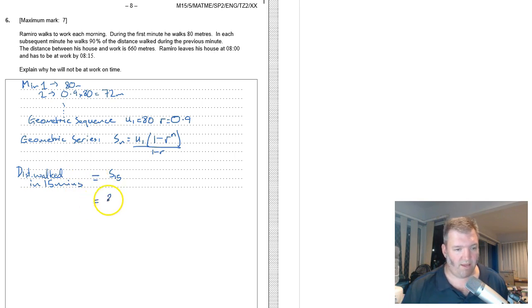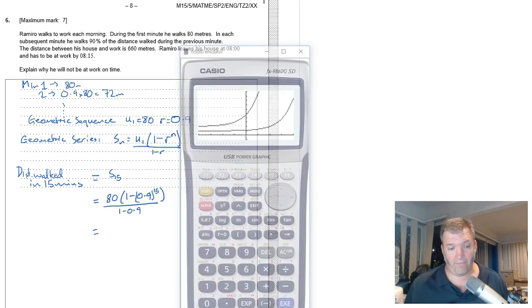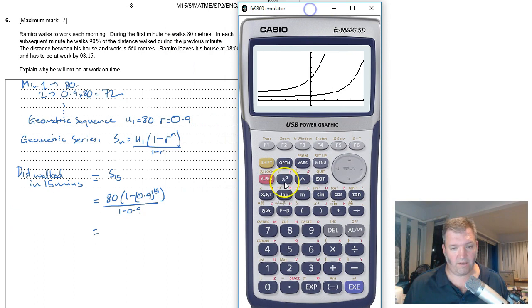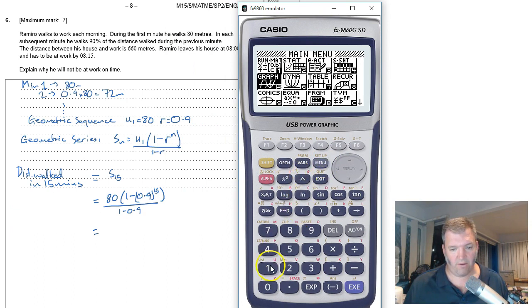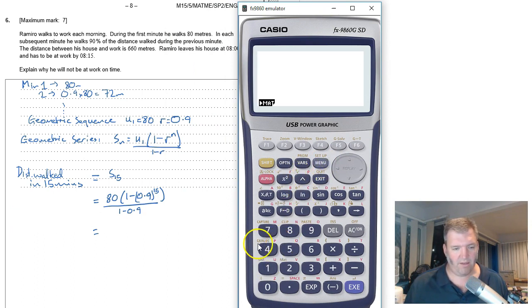So it's U1, 80, times 1 minus 0.9 to the power of 15, divided by 1 minus 0.9. Calculator time. Here we go. Oh, that's our last question. Let's go back to our menu. Just number one here. That's all we need.